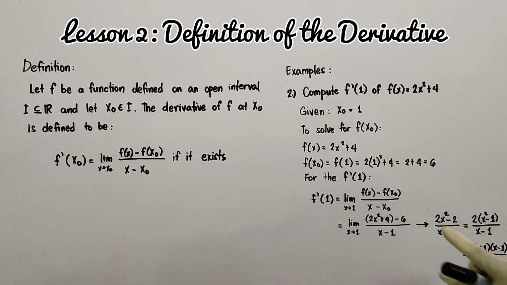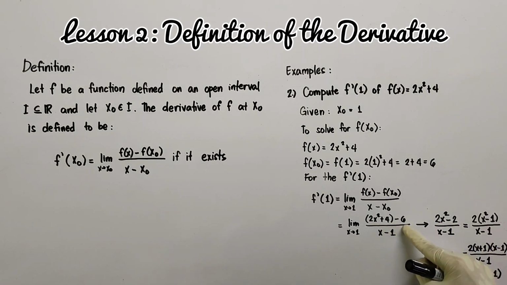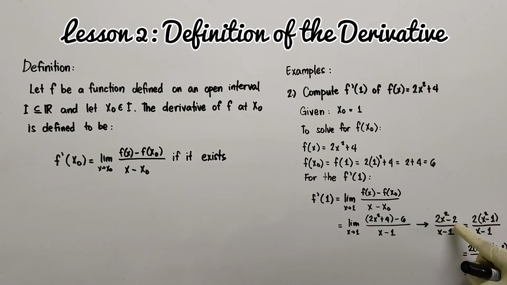We will now simplify this ratio. For the numerator, this is equal to 2x squared minus 2 over x minus 1. Factoring the common factor, we have 2 times x squared minus 1.